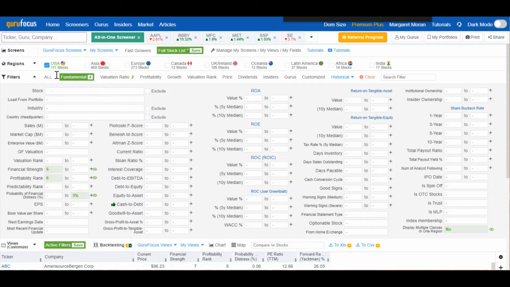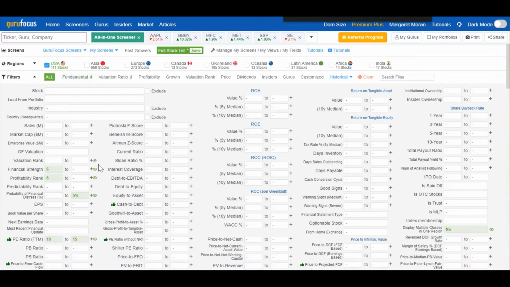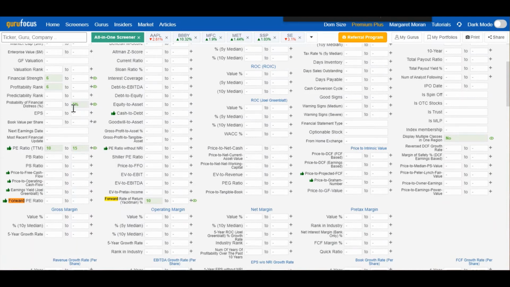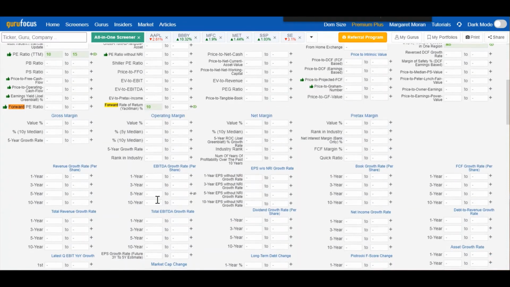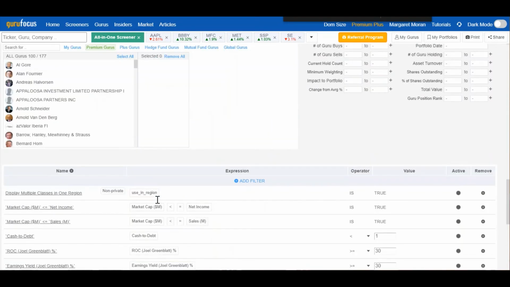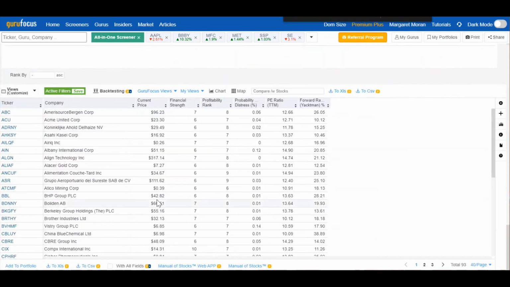To demonstrate, I've selected a few criteria to do a search. For this example, we'll use the price-earnings ratio in the range of 10 to 15, as well as a financial strength rating of at least 6, a profitability ranking of at least 6, a probability of financial distress of less than 5%, and a forward rate of return of at least 10%. Next, we scroll down to see our results.